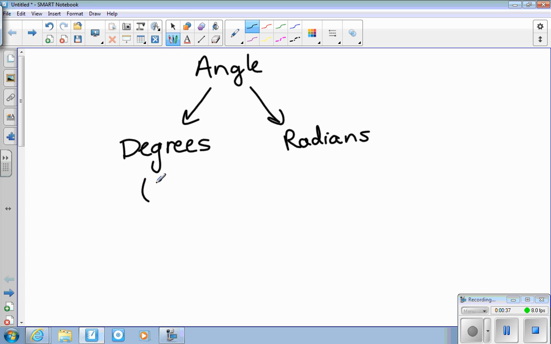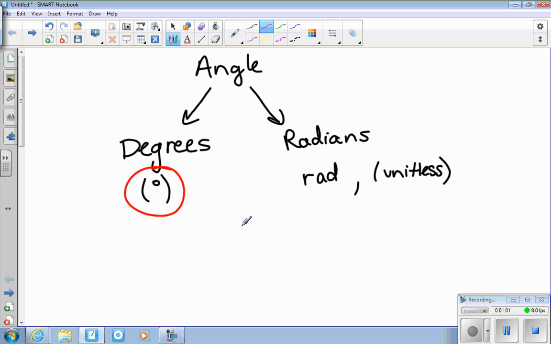So degrees has that symbol. You guys know what a degree symbol is. And radians is kind of interesting because you can either use the symbol RAD to stand for radians, or you actually don't need a unit. It's kind of unitless. So you don't need to write any unit afterwards, which makes it all the more important that you put a degree symbol on your degrees. Otherwise, I'm going to think that you mean radians. If you just put 66, that's 66 radians, not 66 degrees. So just be careful with that.